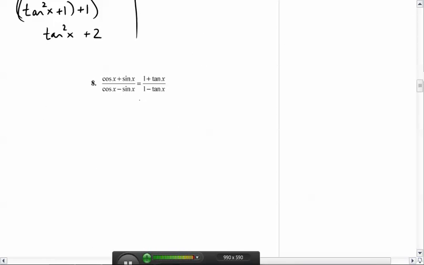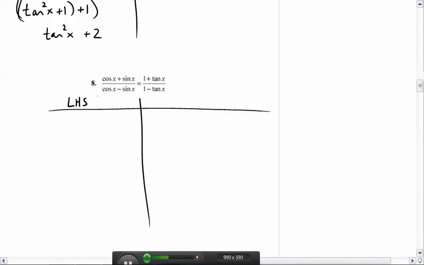For question number 8, I don't have a nice connection between secant and tangent for this one. I think I'll probably change those tangents into sines and cosines. And usually that's what you do. And you could also solve the previous problem by changing it to sines and cosines, but it's just faster to do it that way. Then I want to make common denominators.